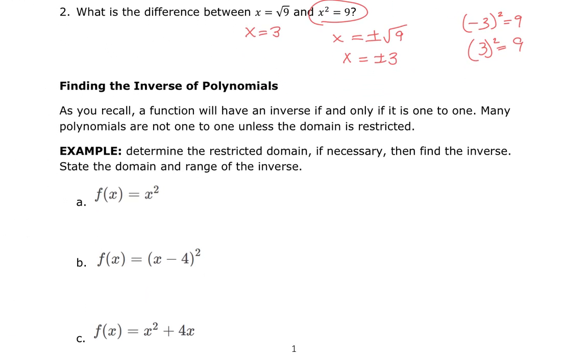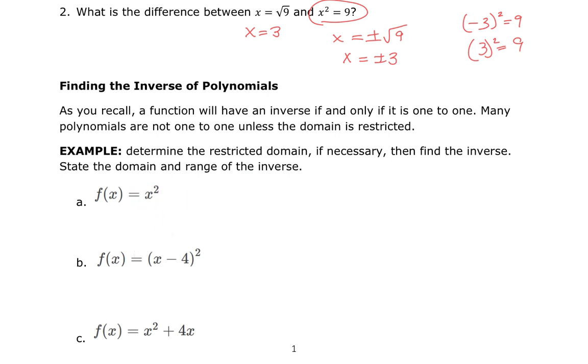When we are finding the inverses of polynomial functions, the polynomial function has to be 1-to-1, which means for each x there's only one y, for each y there's only one x. When I have a polynomial function that may not be 1-to-1, I need to restrict the domain and then find the inverse.